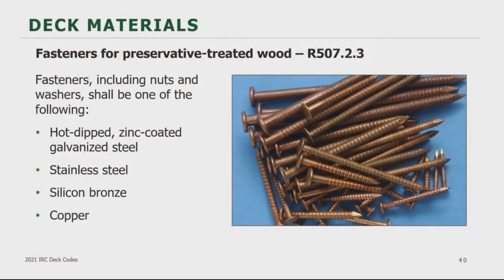Fasteners, including nuts and washers for preservative treated wood, shall be of hot-dipped, zinc-coated galvanized steel, stainless steel, silicon bronze, or copper. Coating types and weights for connectors in contact with preservative-treated wood shall be in accordance with the connector manufacturer's recommendations. One thing to remember is not to mix and match types of fasteners that are in contact with each other or in contact with other metals. You can cause corrosion issues that will cause the fastener to fail prematurely.